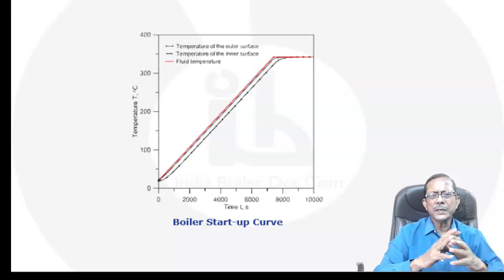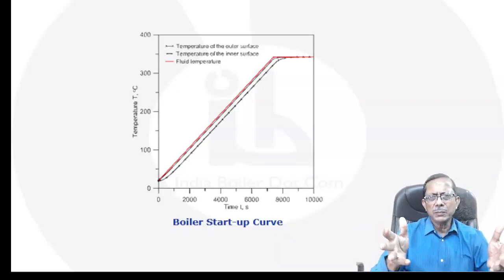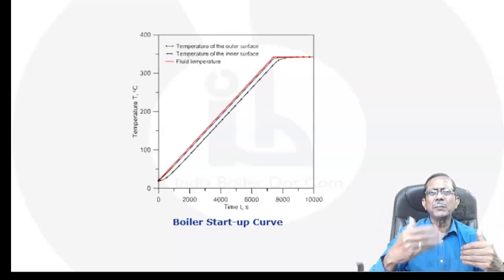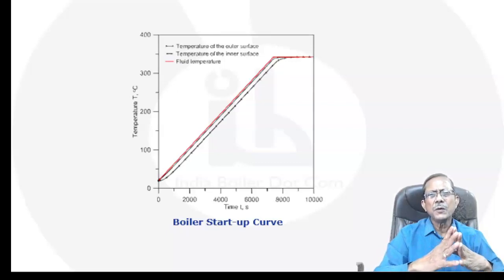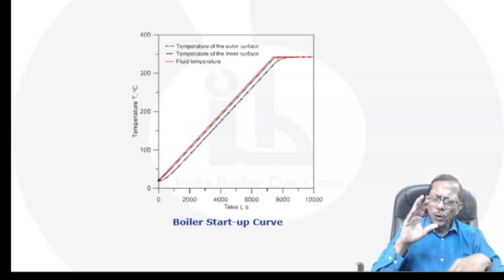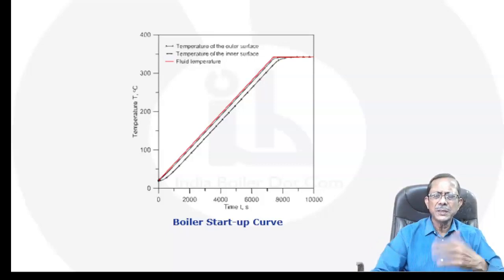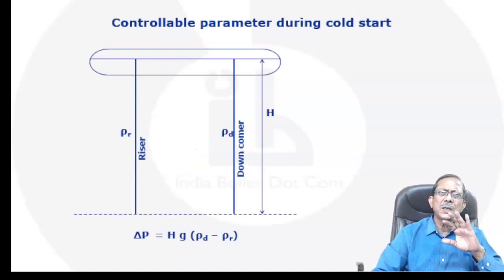Now in that case, one may not be able to control this startup time. They may need to ramp up a little faster, right? I agree, it should not be done, but sometimes it is done practically. Now, what are the controllable parameters? In this case, the ramp up time is not controllable for us. So what are the controllable parameters during the cold start?